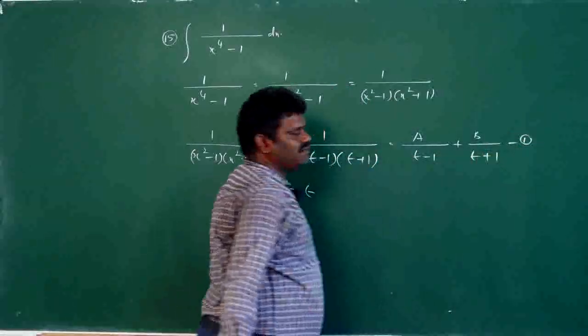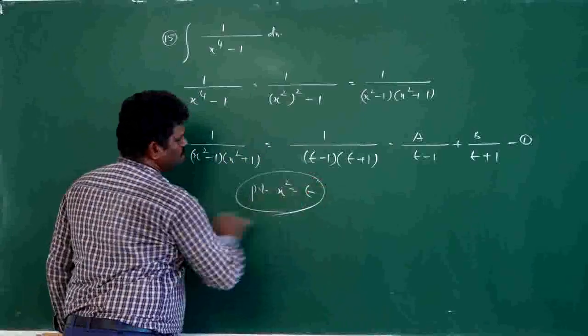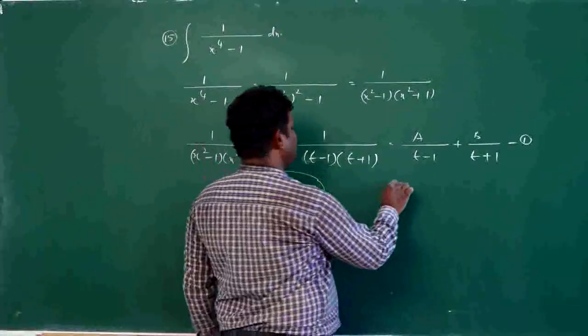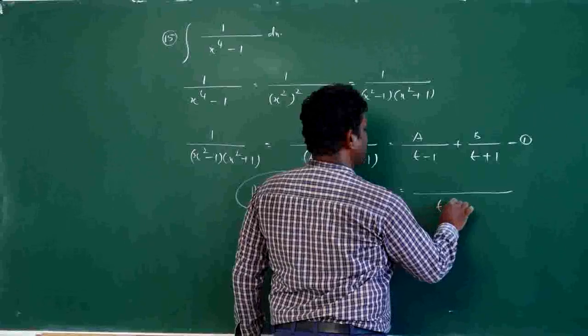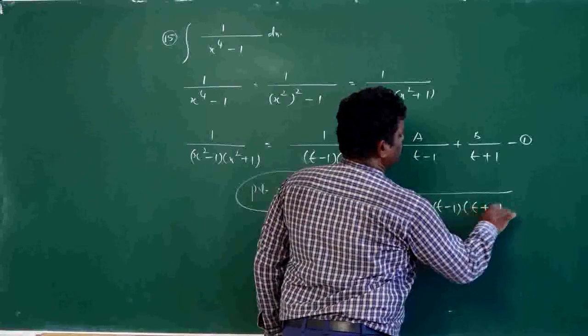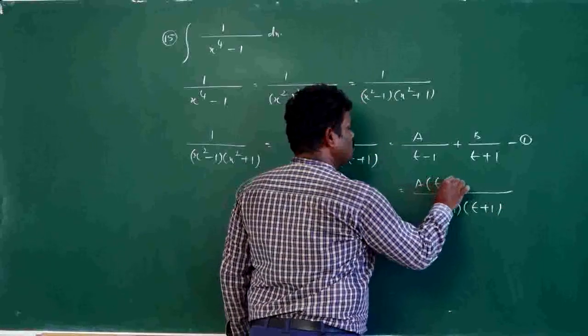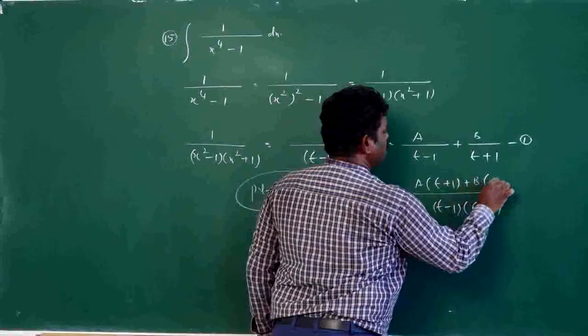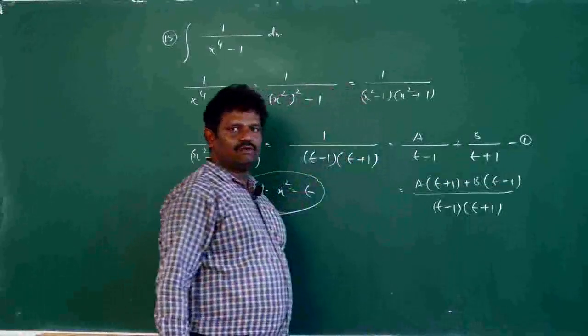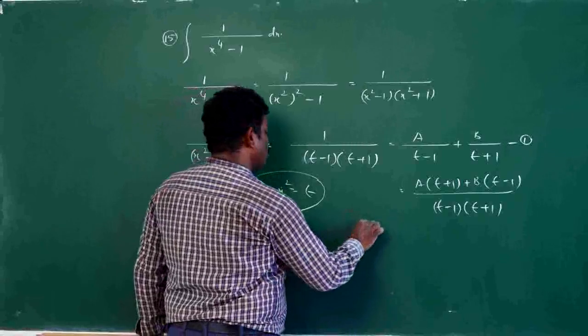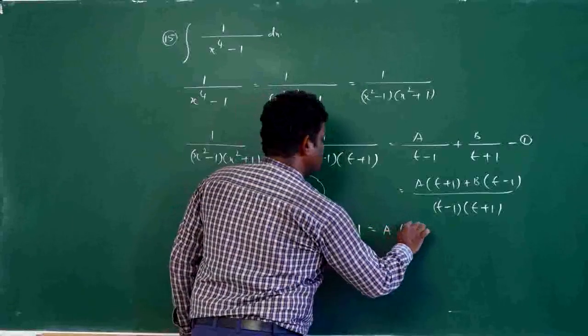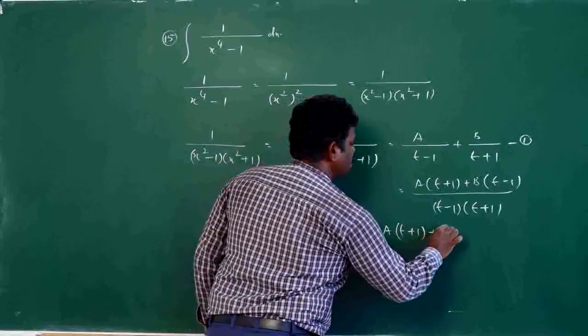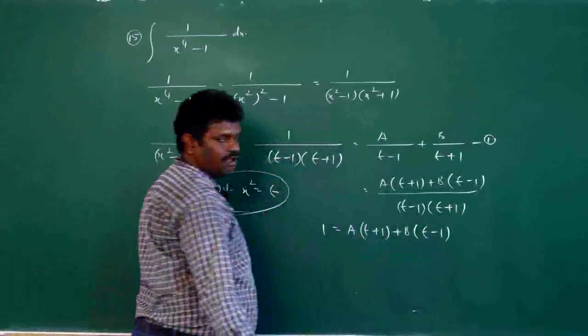So this is an equation of the type we consider. Here this is the substitution. Now the LCM, what we have done here, is t minus 1 into t plus 1. Now a into t plus 1 plus b into t minus 1. Now if you take the value, 1 is equal to a into t plus 1 plus b into t minus 1.